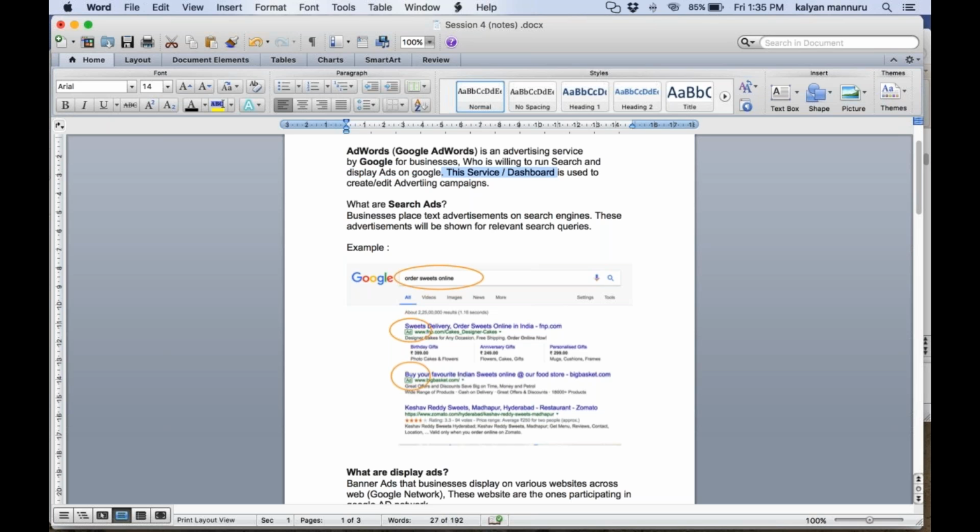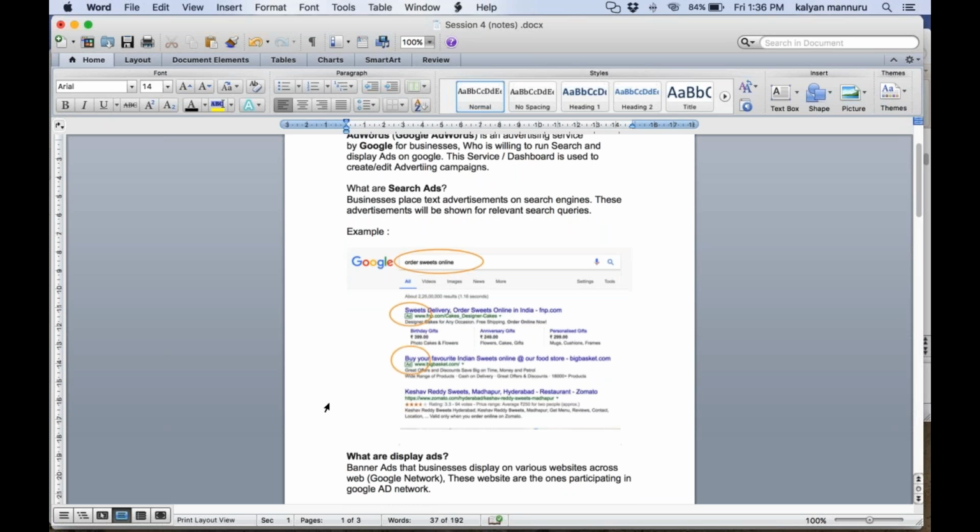This service, or the dashboard, is used to create or edit advertising campaigns, which we also checked yesterday. I logged in and showed you what Google AdWords looks like. Though we didn't learn how to create the ads, we have a separate session to learn how to create search ads and also display ads.